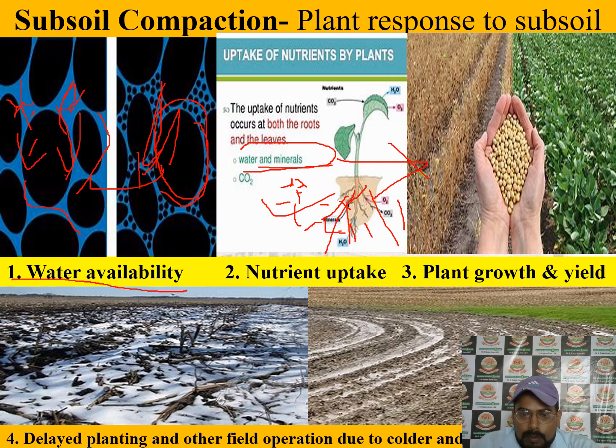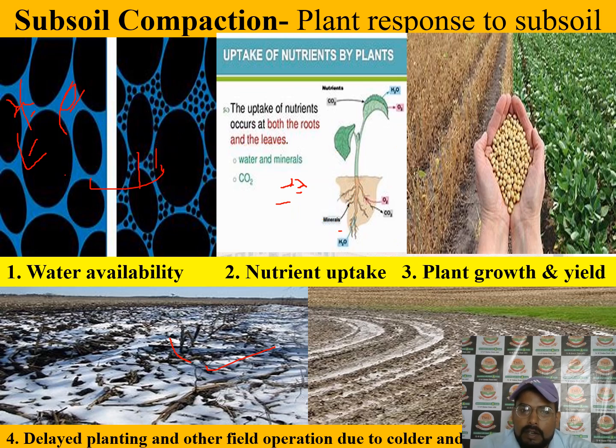Fourth is a feature of the delay in planting after field operation due to colder and wetter soils. That means the field suffers from the cold and wetter soil, and it does not get prepared as easily or as timely. So these factors affect the availability of time and create a problem for getting the field ready on time. So these are the factors that create the complexity of the subsoils.